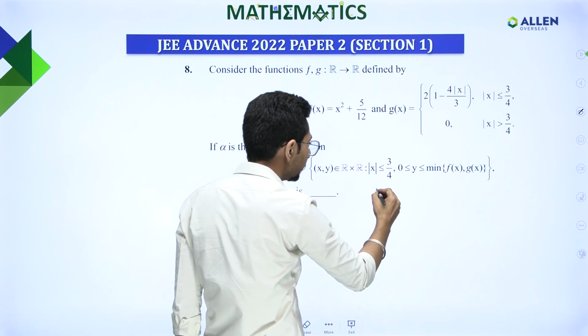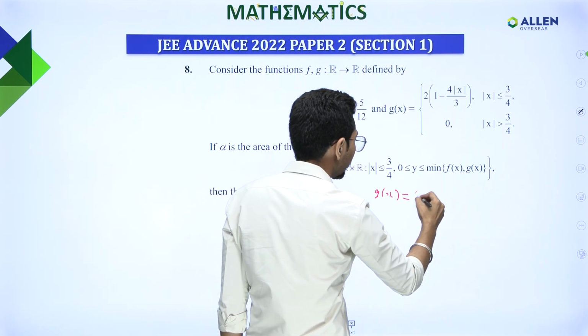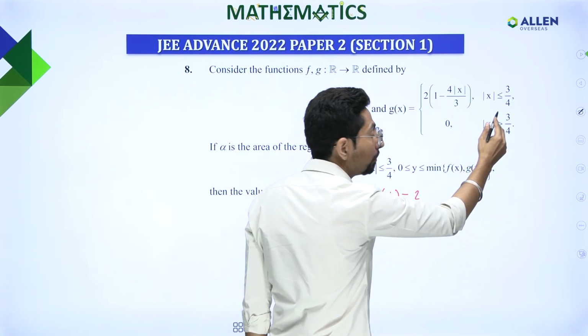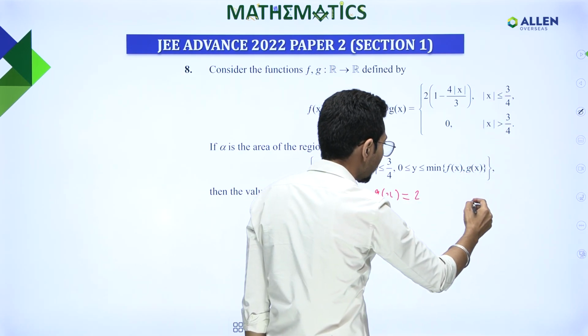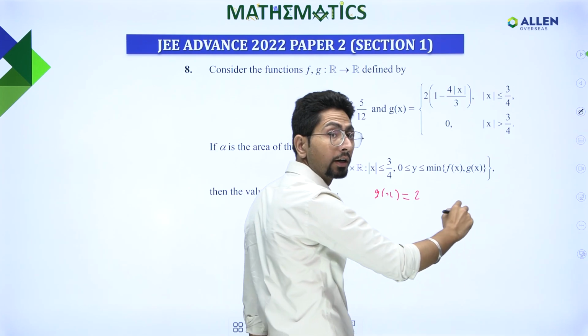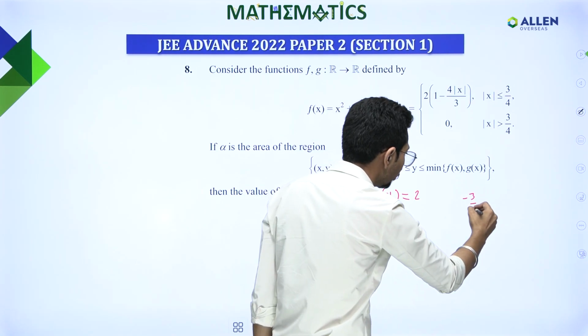So g(x) is coming out to be twice. If I take the positive side, that is x from 0 to 3 by 4. Okay, let's first take the negative side, that is minus 3 by 4 to 0, right?